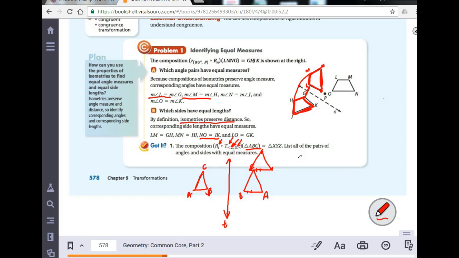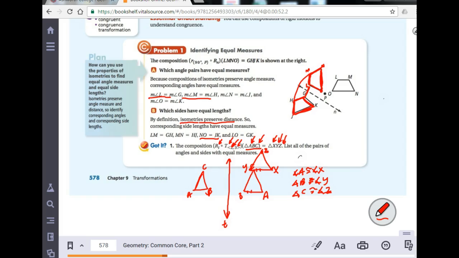Okay. Now, they're saying to call that, remember, A has to match up with X, so your X is going to go here, B is going to match up with Y, okay. So that means that your Y is going to be here, and that Z is going to match up with C. So we're going to call that Z right there. Okay. So notice that angle A is going to be congruent to angle X. Angle B is going to be congruent to angle Y. Angle C is going to be congruent to angle Z.